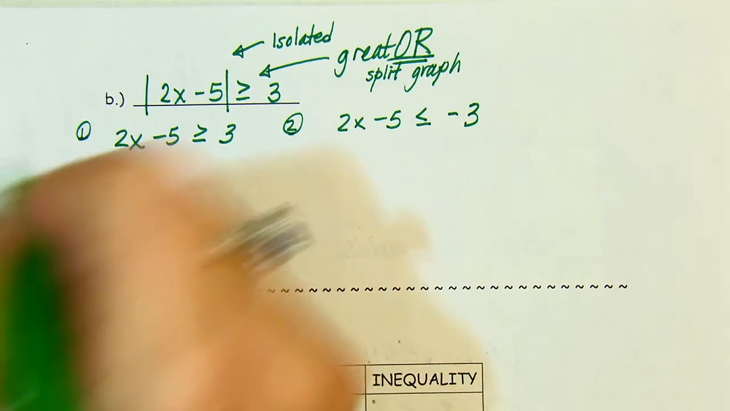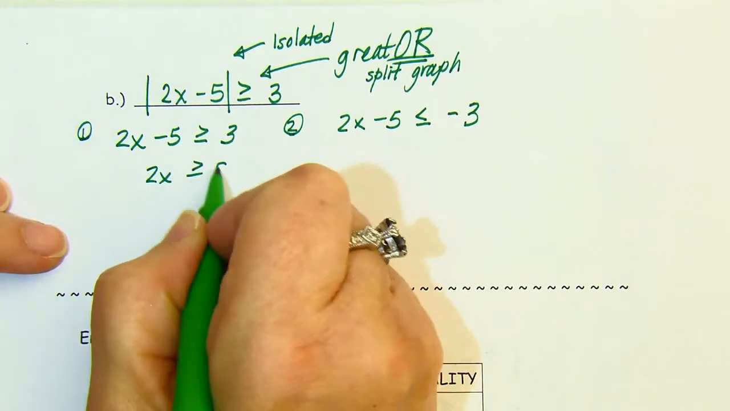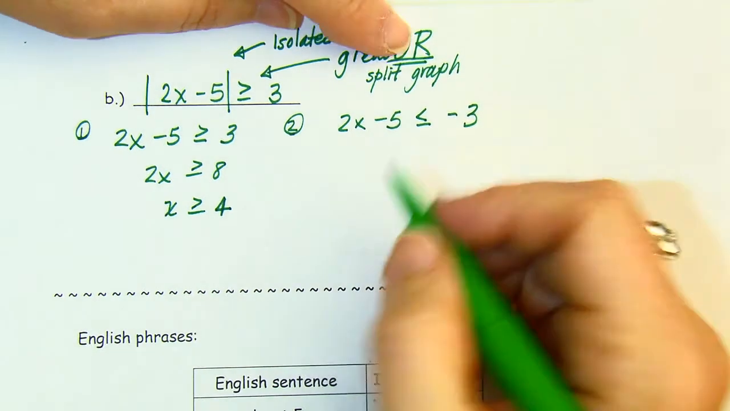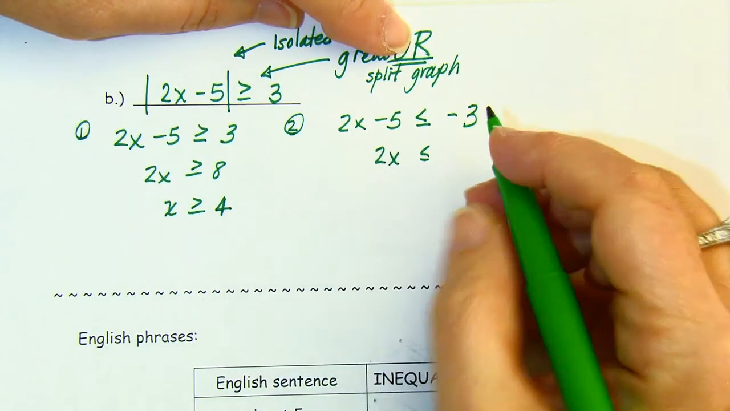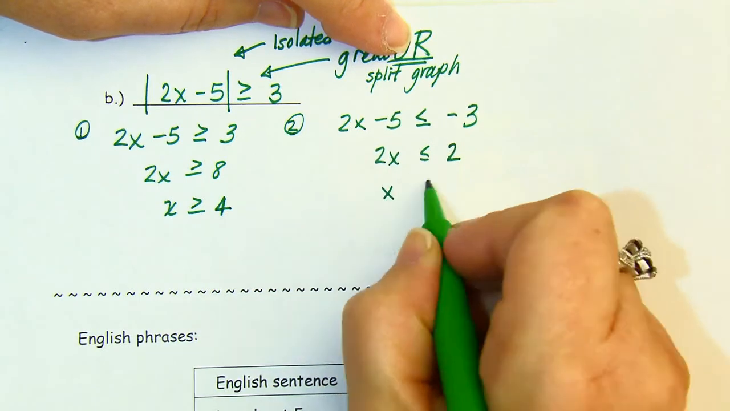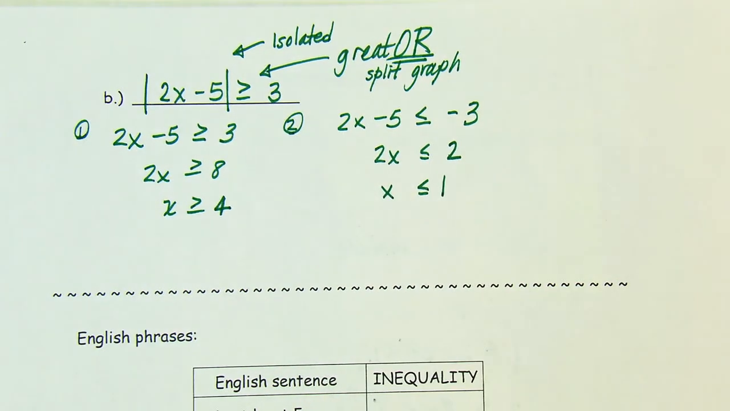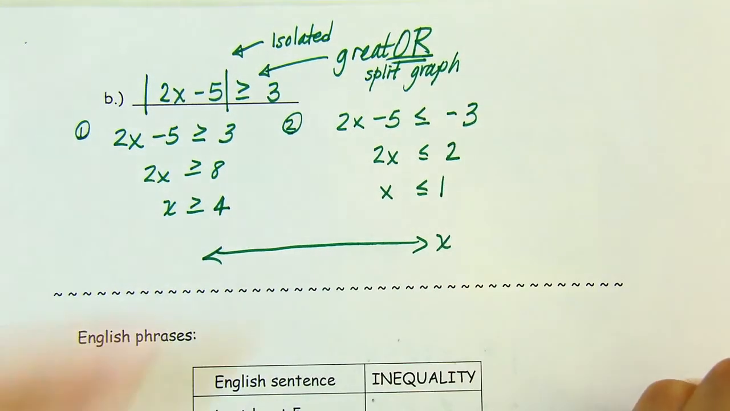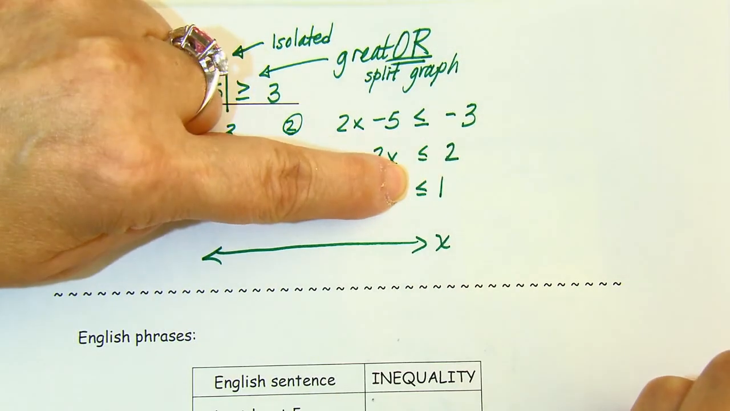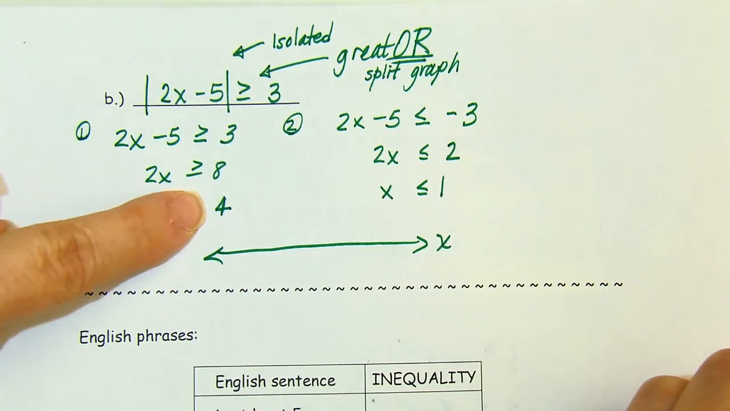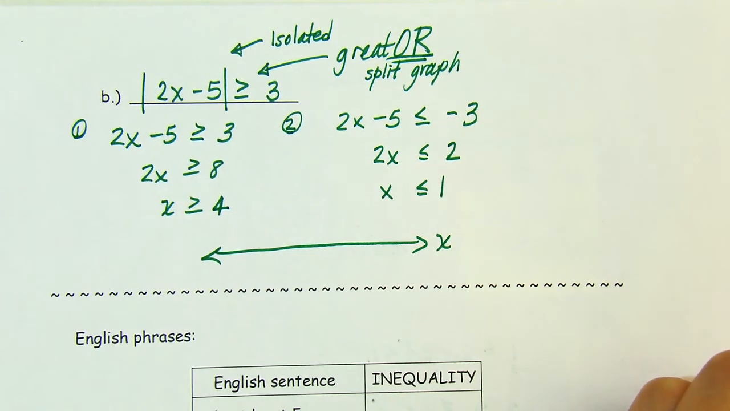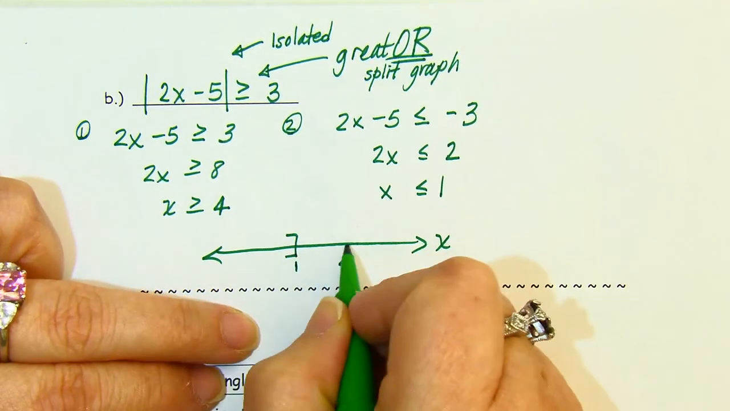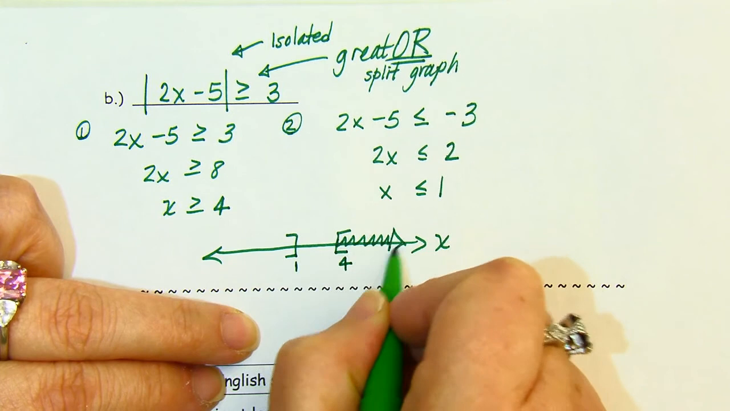Solve the two small inequalities. 2x greater than or equal to 8, divide, x is greater than or equal to 4. Add the 5, 2x is less than or equal to positive 2, x is less than or equal to 1. When I graph this, here I start at 1, I shade left with a bracket. Here I start at 4, I shade to the right with a bracket. So 1 is here, 4 is here, and your graph is going to look like this.